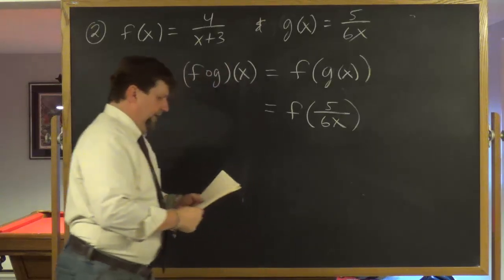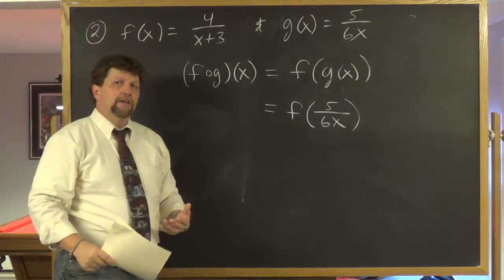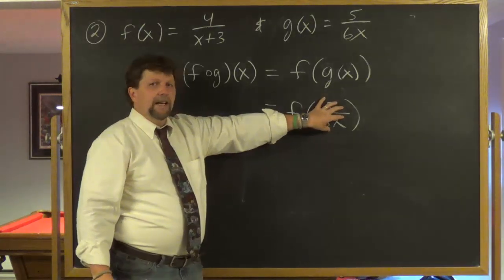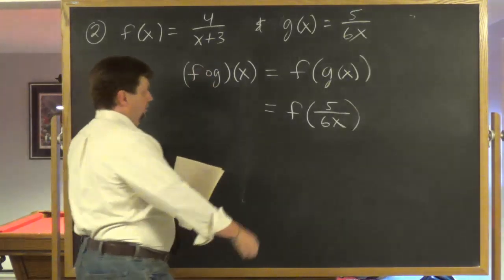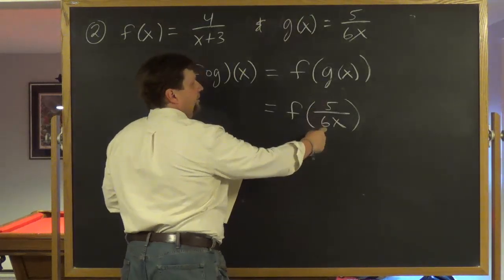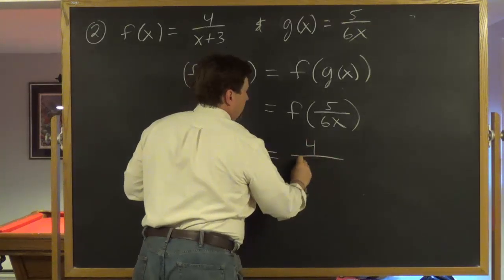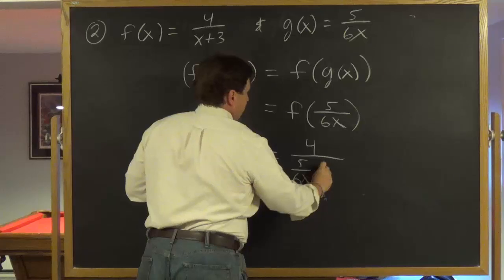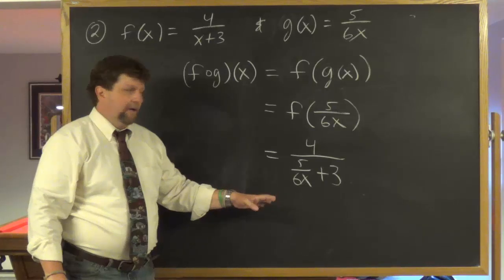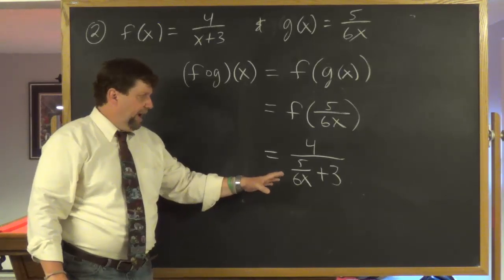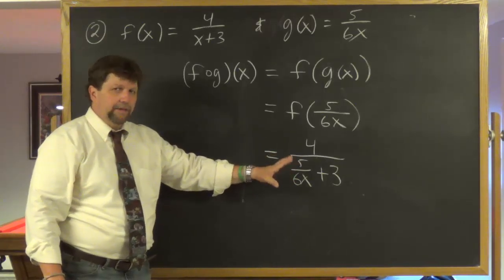And now we're being asked to find the f of 5 over 6x. It's just evaluating a function. We have to take 5 over 6x, toss it into function f wherever we see an x. So that would give us this mess, taking 5 over 6x and putting it in here for x, gives us 4 over 5 over 6x plus 3. Okay, now this looks horrible. I mean, this is like a complex fraction. You know, I hate fractions, so I really hate complex fractions. I mean, there's a fraction in the denominator of this fraction. That looks horrible.